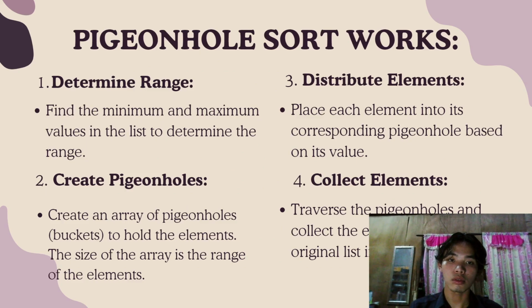So pigeonhole sort works in four steps: number one, determine range; two, create pigeonholes; three, distribute elements; and four, collect elements. In number one, determine range, find the minimum and maximum value in the list to determine the range. In two, create pigeonholes, create an array of pigeonholes or buckets to hold the elements. The size of the array is the range of the elements.